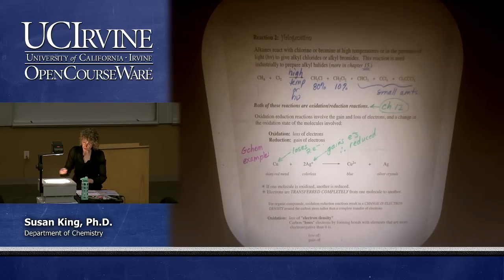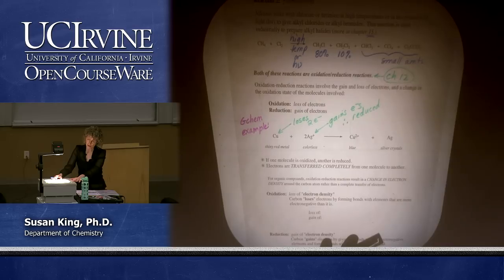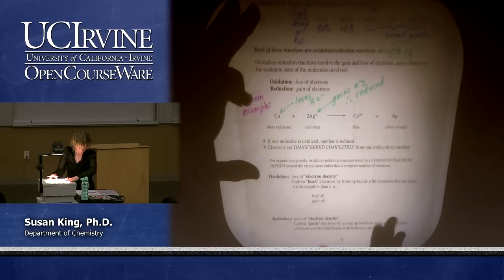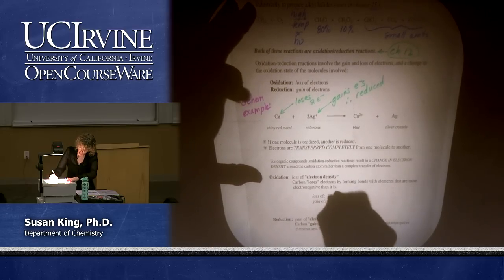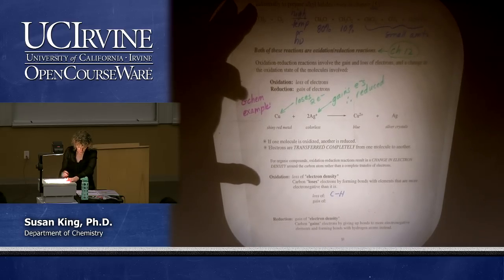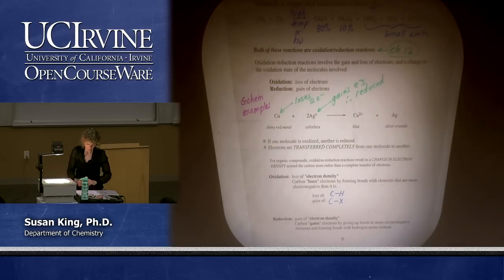Different in organic chemistry. Oxidation involves loss of electron density. We're not actually transferring electrons completely because most of the compounds that we have are not ionic compounds like that. So we don't transfer electrons completely, the electron flow changes to the opposite direction. So for example, here we have loss of carbon hydrogen. So this is what we're going to look for to know whether something's been oxidized or reduced. Loss of carbon hydrogen and gain of carbon X. At the same time, both things have to happen.